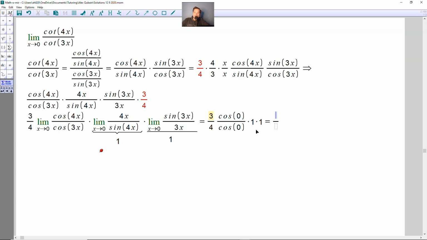Continuing, it's going to be 3/4. Cosine of 0 is 1. Cosine at the bottom of 0 is another 1. So it's 3/4 times 1 times 1 times 1, which is lastly 3/4. And this is the answer.